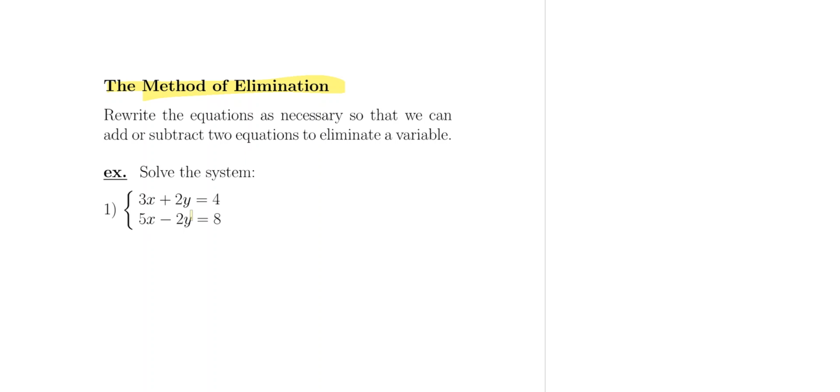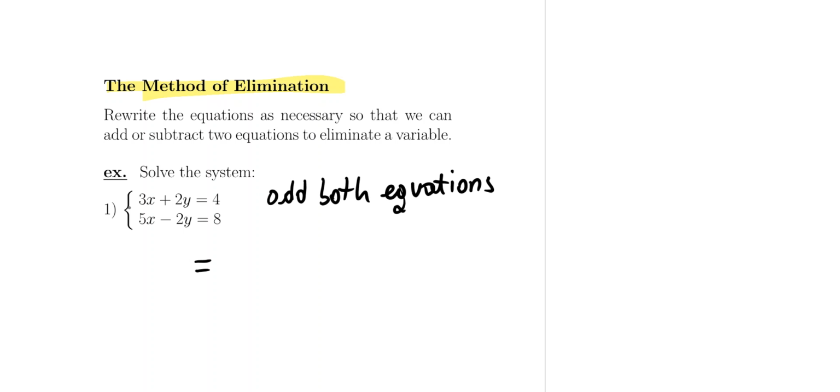So if you look at the system, for x I have 3x and 5x. So if I was to add these two equations, I would get 8x. So the x would not go away. But if you notice the y, if I add 2y and then the negative 2y, the y goes away. So basically the system is already set up for elimination. So we're going to add both equations.